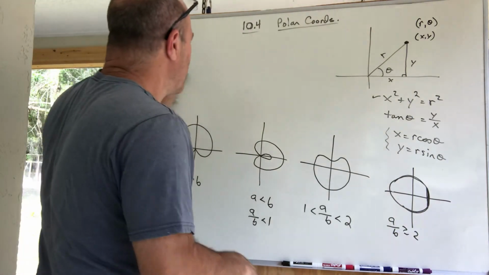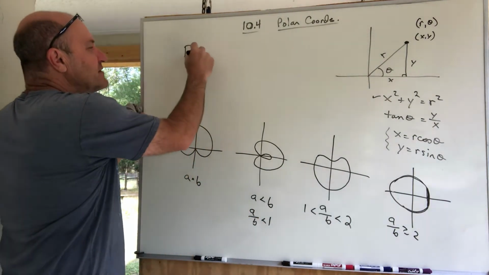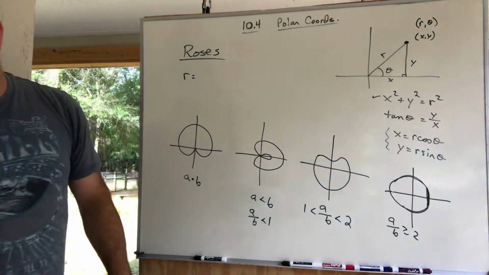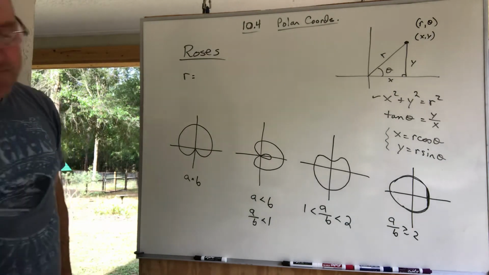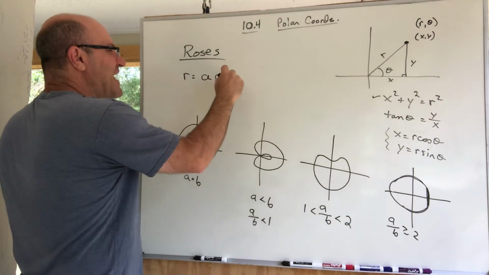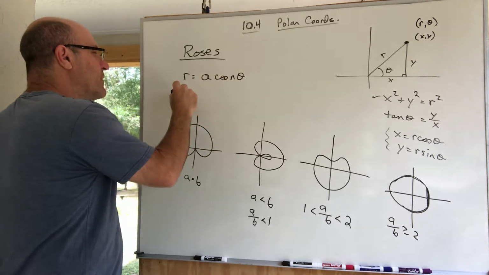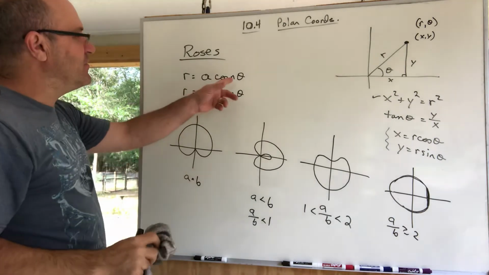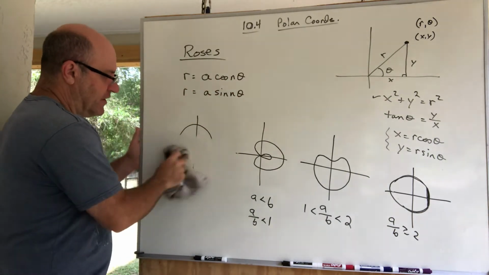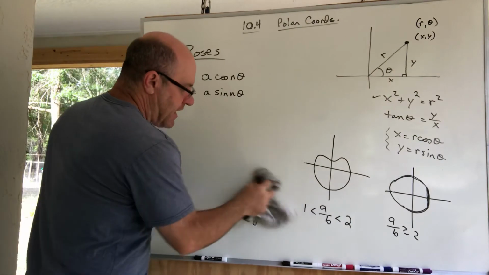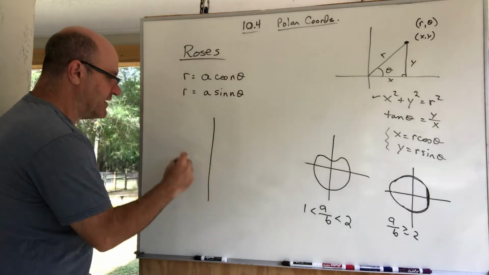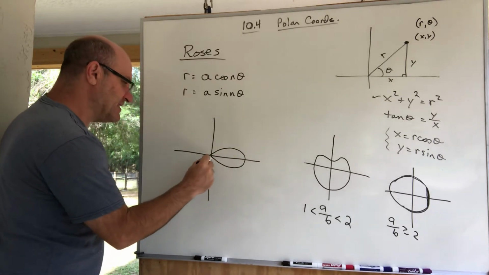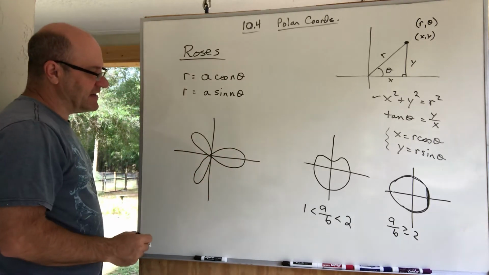Let me say a couple more. There's these roses, and this is outlined in the book as well. These are r equals A cosine n theta, or A sine n theta. So this is when you usually have a multiple of an angle, like a 2 theta or a 3 theta or 4 theta, and you get these roses. They look like this. Actually, they look more like daisies than they do roses. That's an example of one.